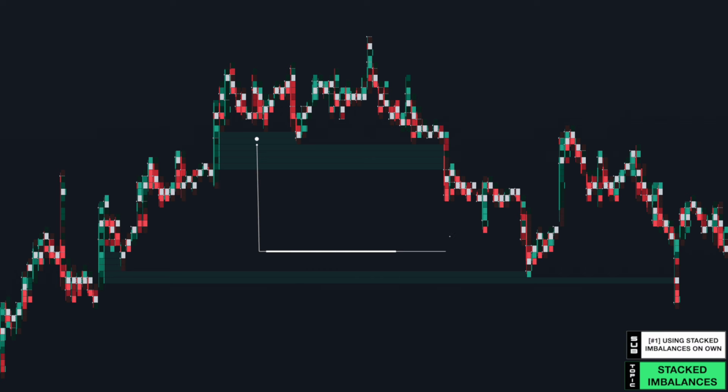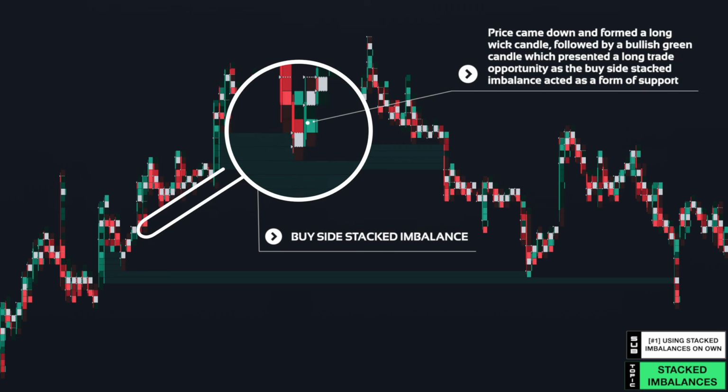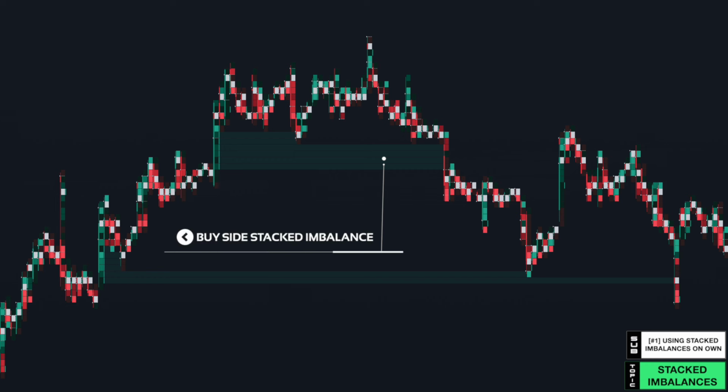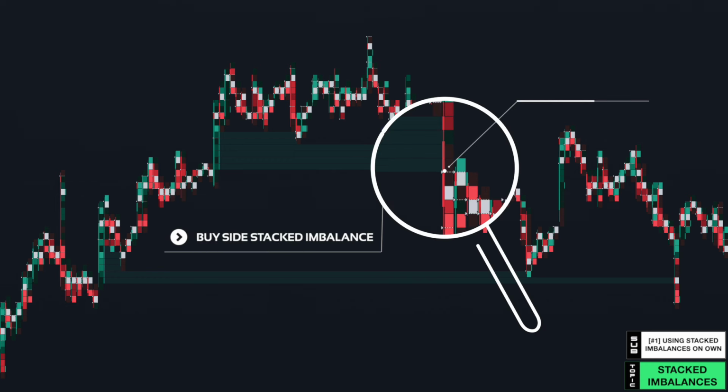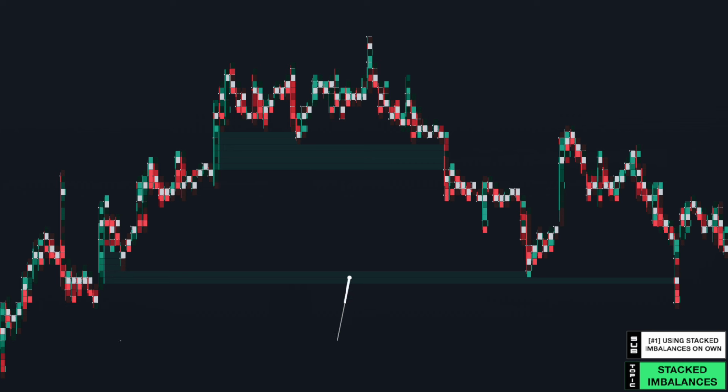Here is your buy-side stacked imbalance. Price came down, formed a long wick candle, followed by a bullish green candle, which presented a long trade opportunity, as the buy-side stacked imbalance acted as a form of support. Here is your second buy-side stacked imbalance. Price came down and formed a bearish engulfing candle that broke right through the stacked imbalance, so there was no long trade opportunity. Here is your third buy-side stacked imbalance.